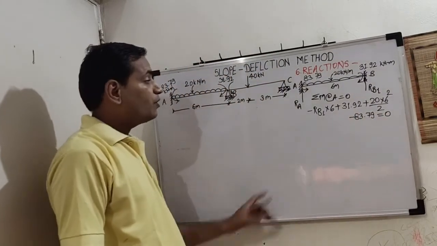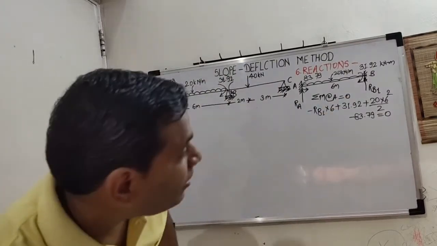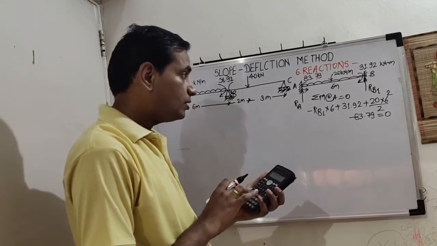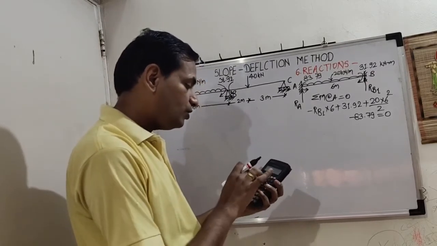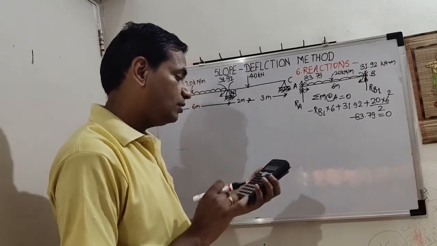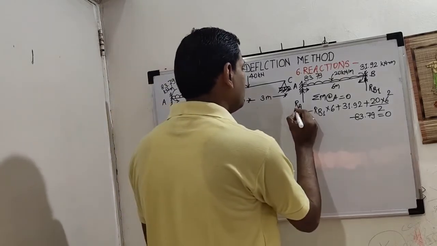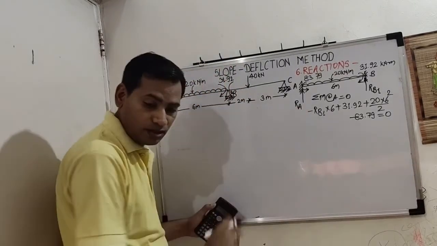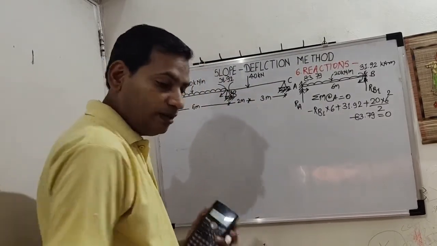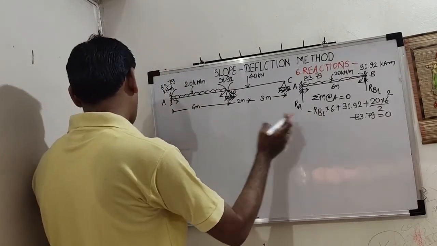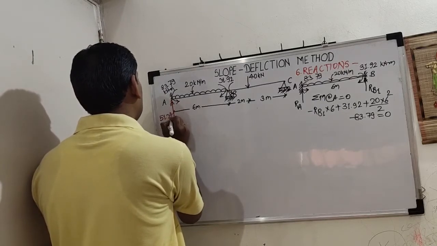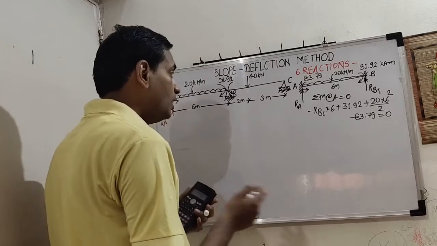Okay. So from this we will find out how much is RB1. Let us calculate. So 31.92 plus 20 by 2, which is 10, into 6 square, minus 83.79, upon 6. So it is 51.34. I'll write the value directly here, in red color so that it is easy to identify. 51.34 kilonewton.